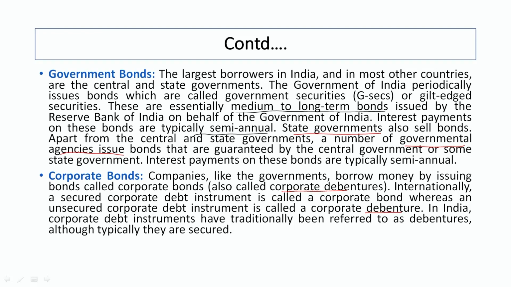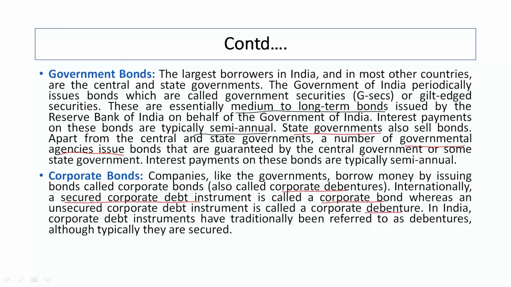Internationally, a secured corporate debt instrument is called a corporate bond. That means it is secured against a particular asset of the company. So, the company issuing a corporate bond should have a certain amount of collateral against which the bonds have been issued. Whereas an unsecured corporate instrument is termed a corporate debenture. In India, corporate debt instruments have traditionally been referred to as debentures, although typically they are secured.